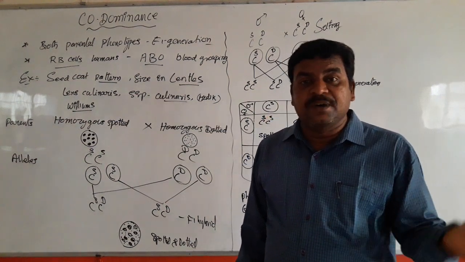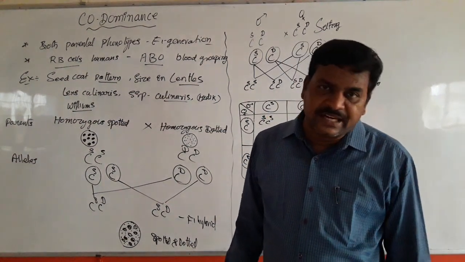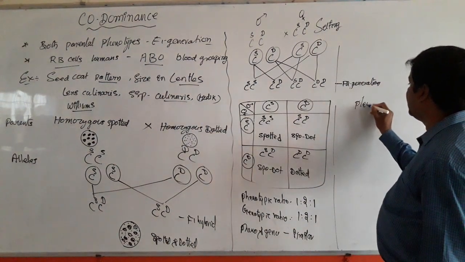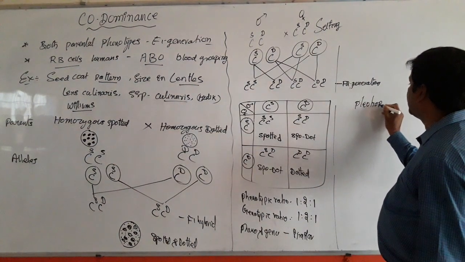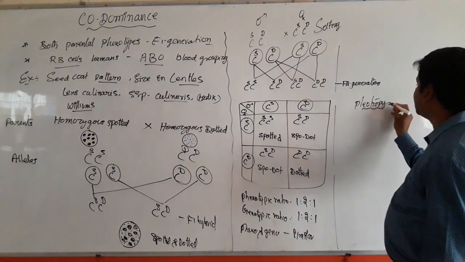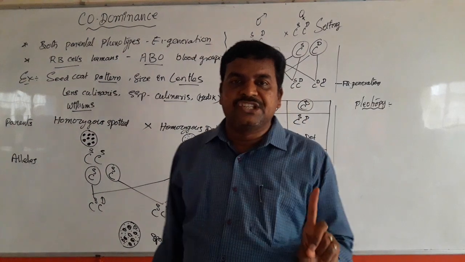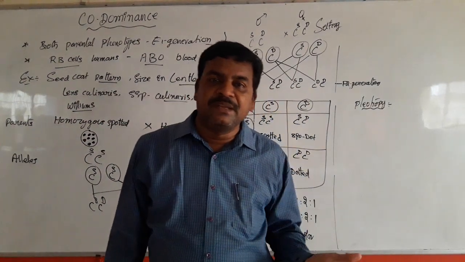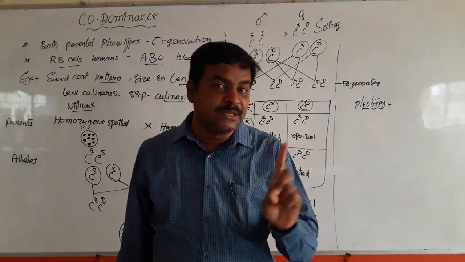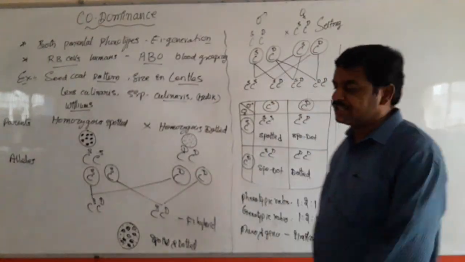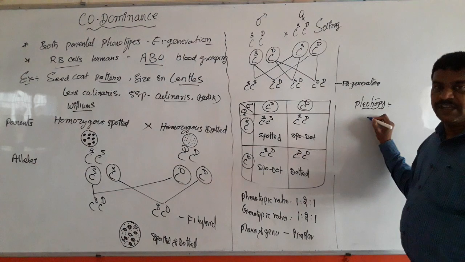A single gene responsible for more than one character is considered pleiotropy. What is pleiotropy? Only one gene, sometimes, may be responsible for the expression of multiple characters, that is, more than one character. That is considered pleiotropy.